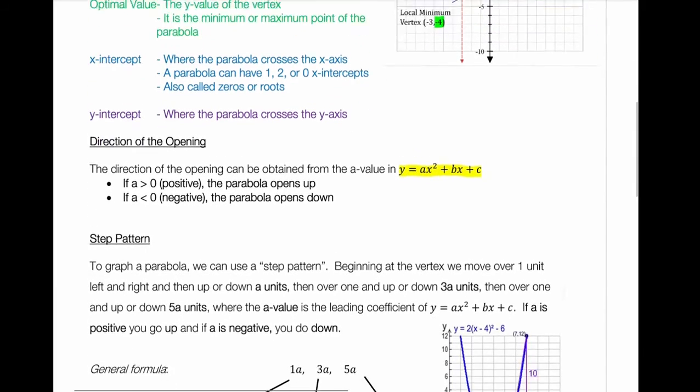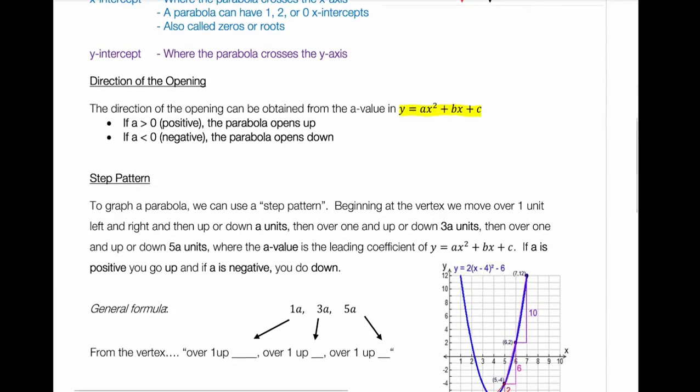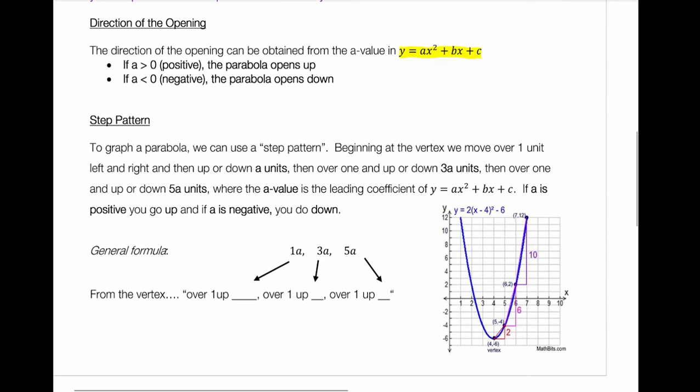One thing that's new that we haven't really talked about is the step pattern. And to graph a parabola, we can use a step pattern. The way the step pattern works is that beginning at the vertex, we move one unit to the left and right, and then up or down a units. And a units is going to be dependent on the equation.